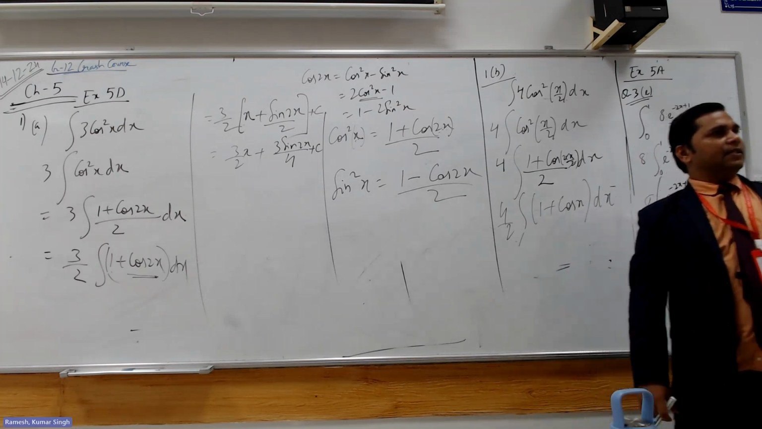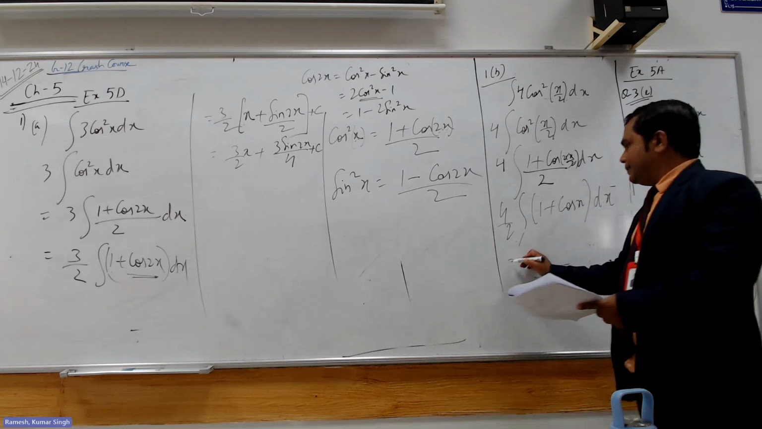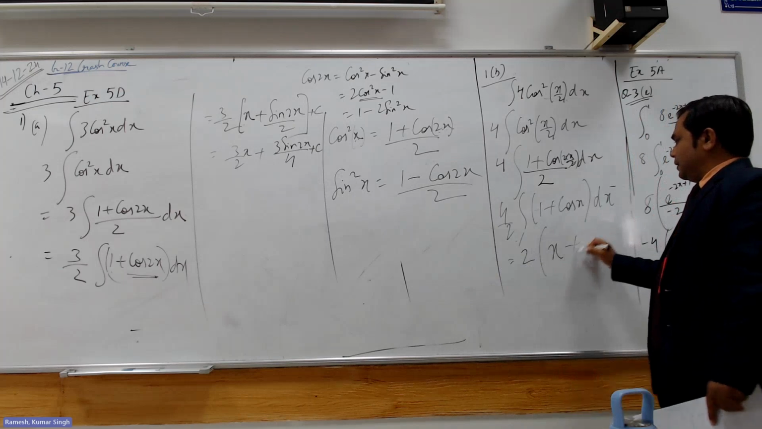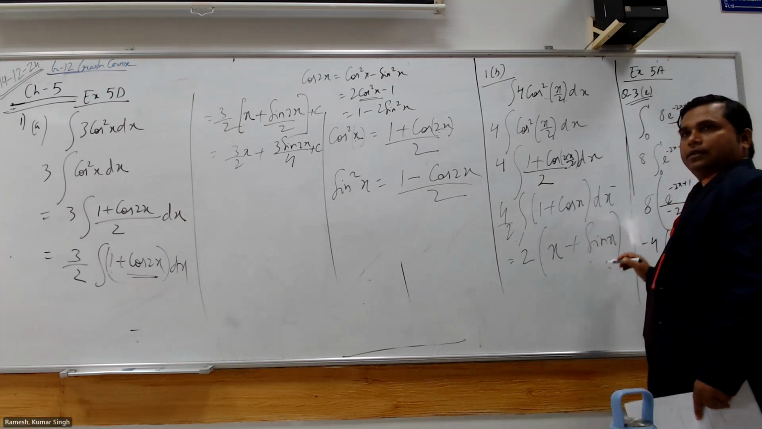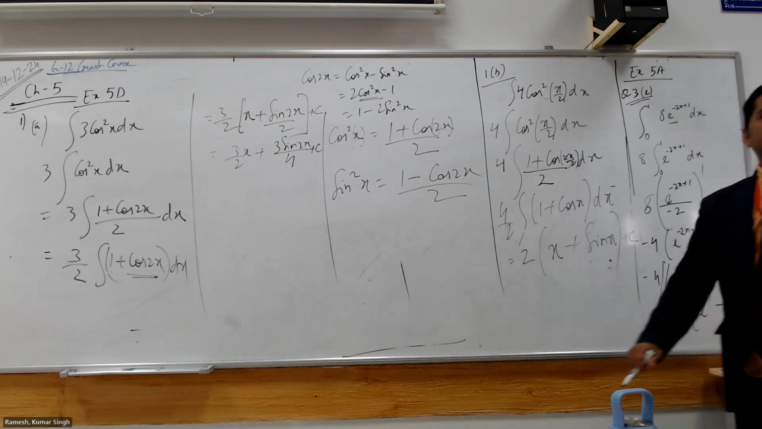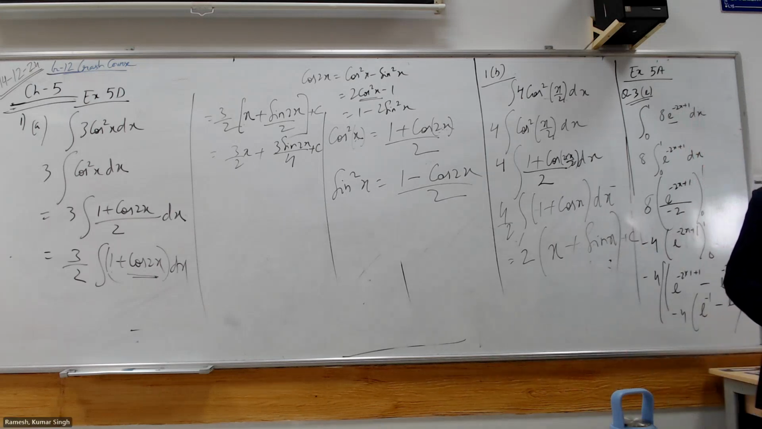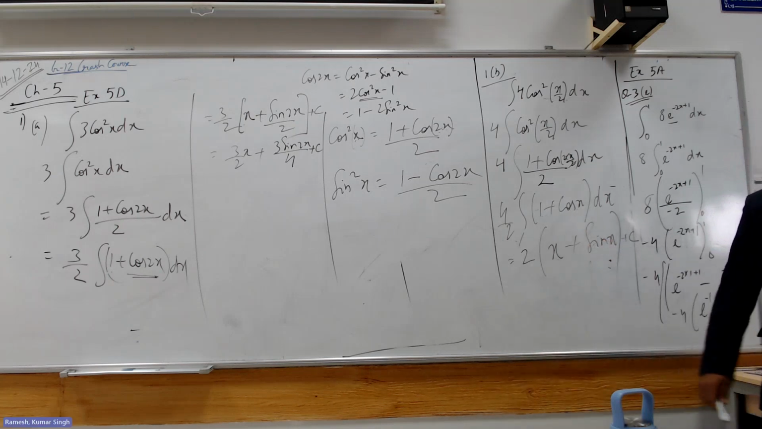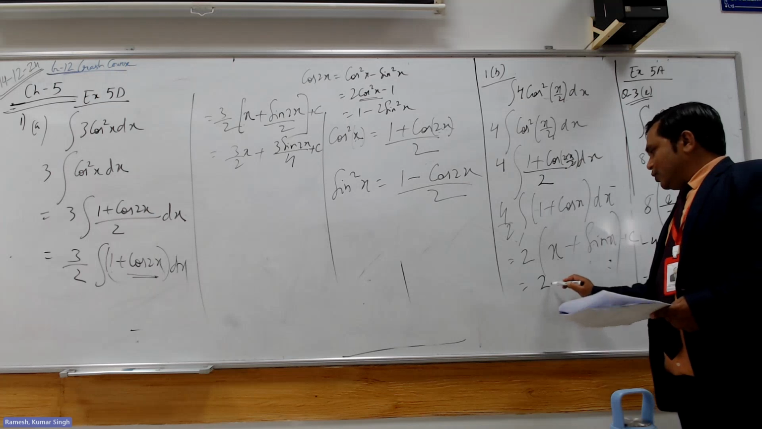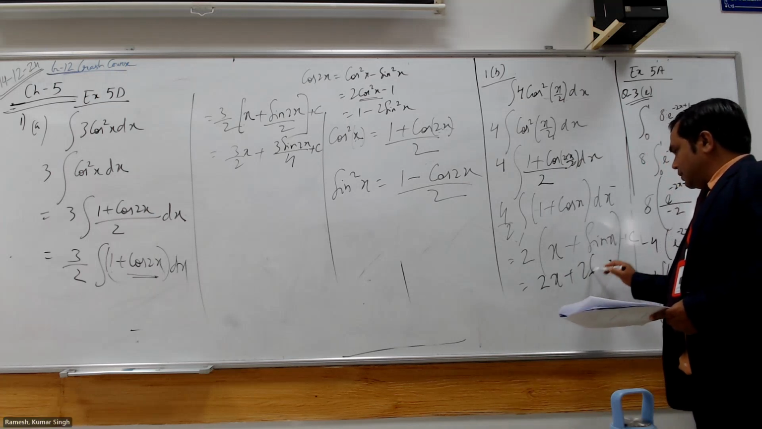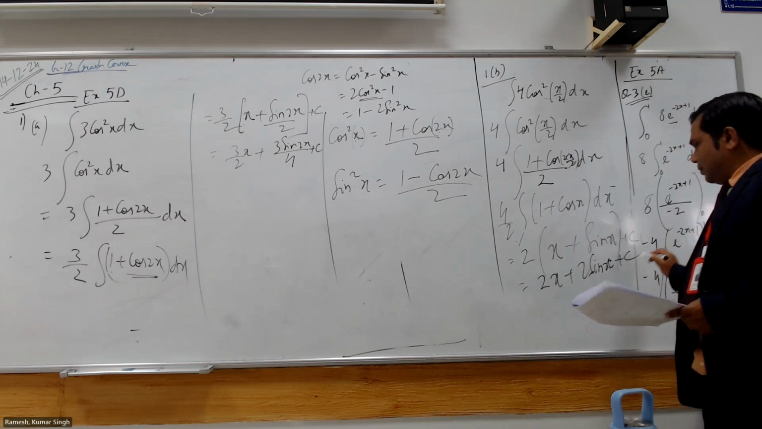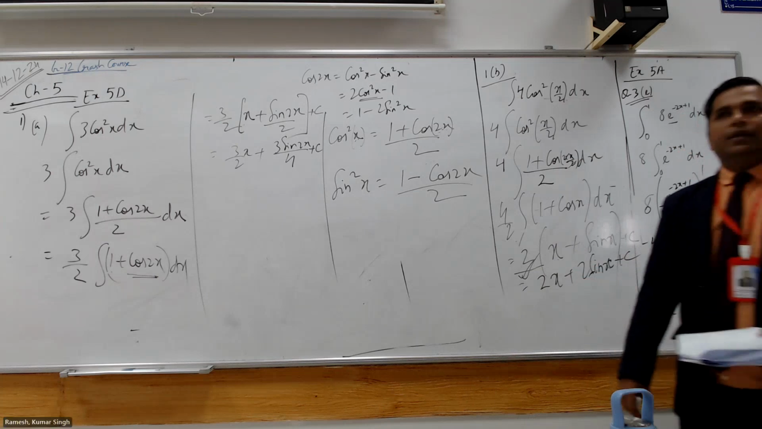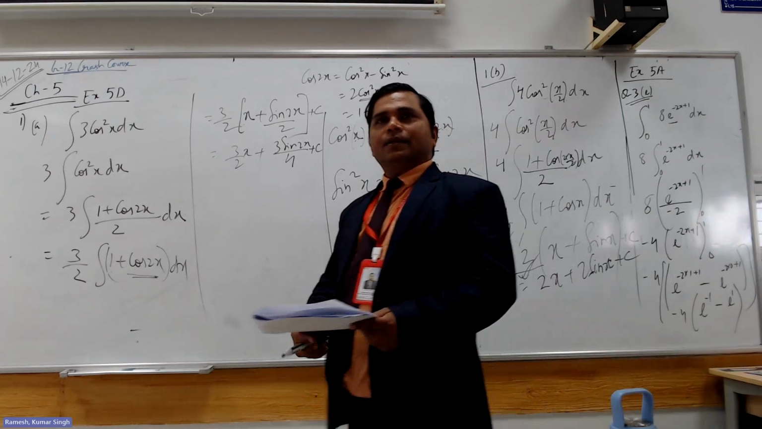Am I making sense? So this is going to be 2 times the integration of cos, sine, plus c. Is it clear? Integration of 1 is x, integration of cos is sine. So the final answer is going to be 2x plus 2 sine x. We can leave the answer here as well. Am I making sense?